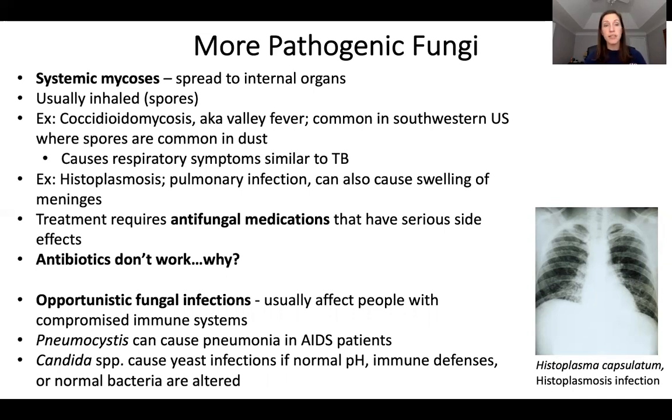The second one on the list is histoplasmosis. It's also a pulmonary infection or lung infection. But in addition to affecting the lung tissue, it can also cause swelling of the meninges. And the meninges are the protective layers of tissue that surround your brain and spinal cord. So if you hear about meningitis, that's inflammation of those protective coverings. So that can be pretty serious.